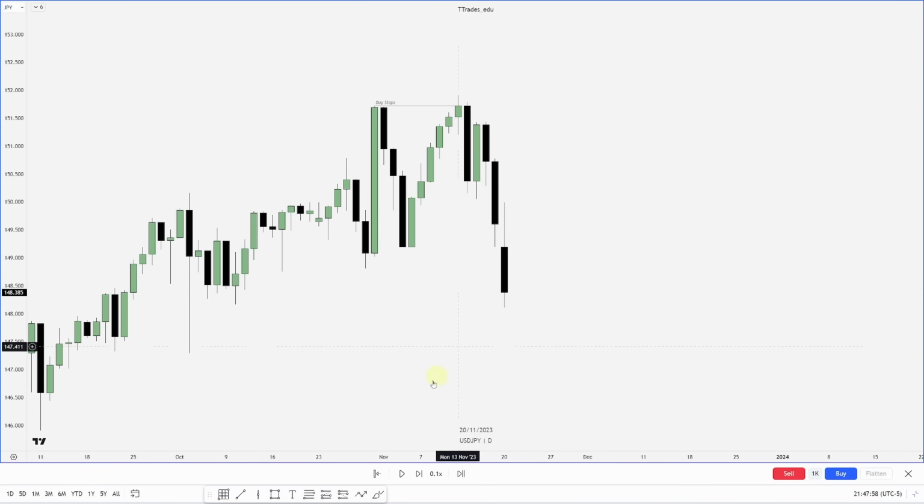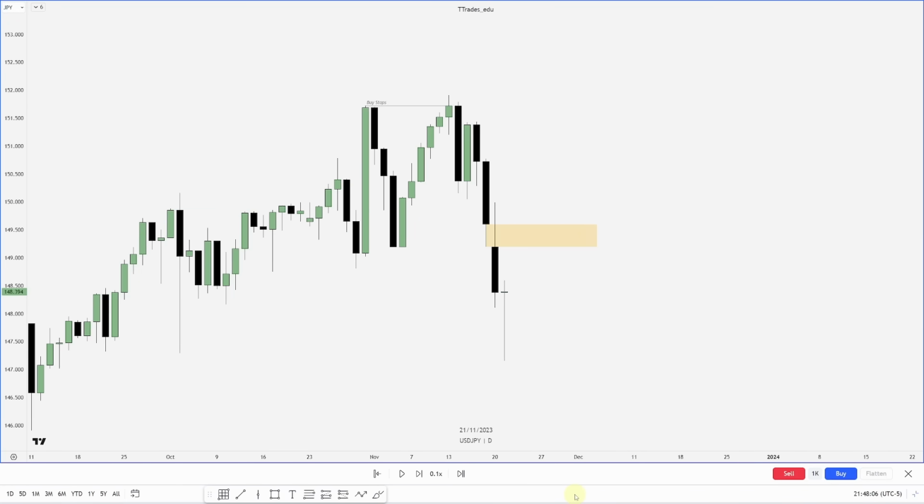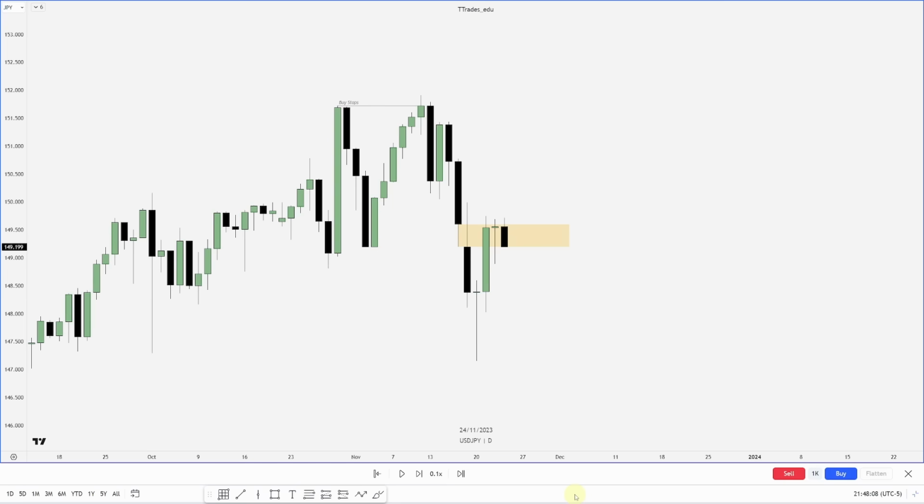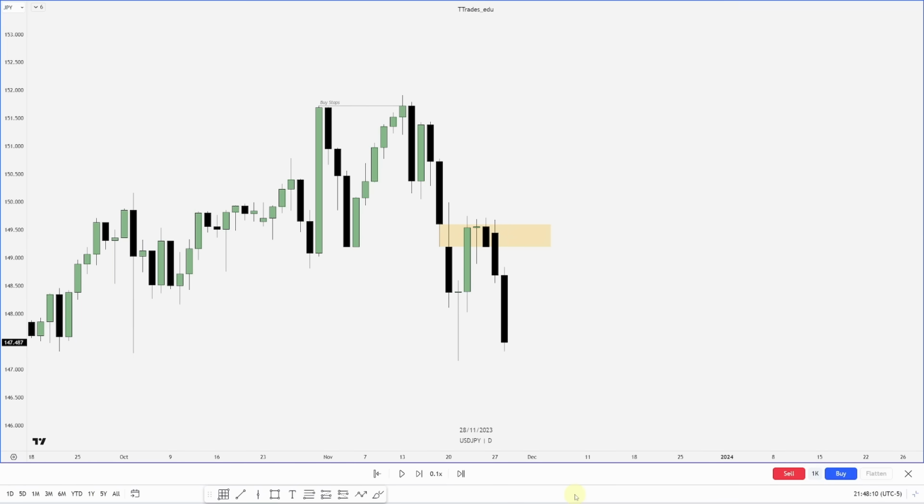So with our next example here, you can see we sweep stops right here, and then we get displacement lower. And what do we have here? We have a nice little volume imbalance. Let's see if price reacts out of this area. So we do react out of this area.